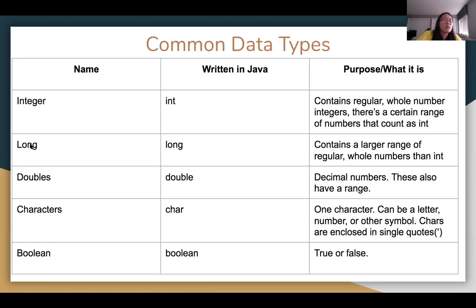Next one, long. Written in Java, it's long with a lowercase l. This contains a larger range of regular whole numbers than int. For example, if you were going to write a program that had to use really large numbers, then you would use long instead of int, because if you use int for that case, Java is going to come up with an error and you're not going to be able to continue.